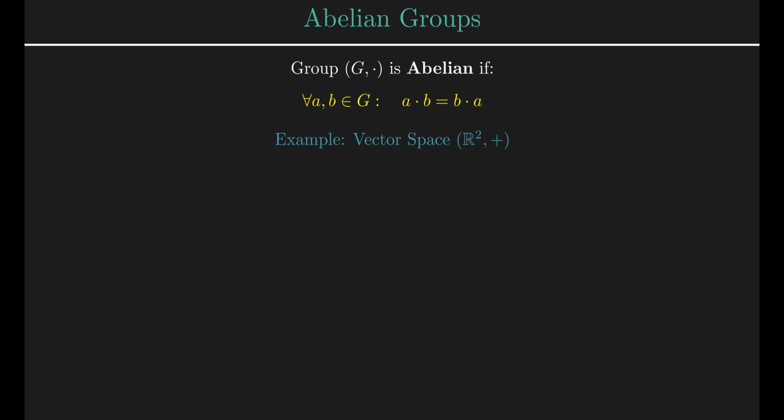To visualize this, let's look at the standard vector space R2 equipped with vector addition. We start at the origin. Let's add two vectors in the first order. First, we draw vector A. Then, starting from the tip of A, we add vector B. This path brings us to a specific point, A plus B.